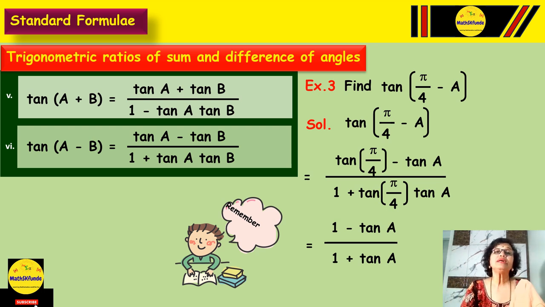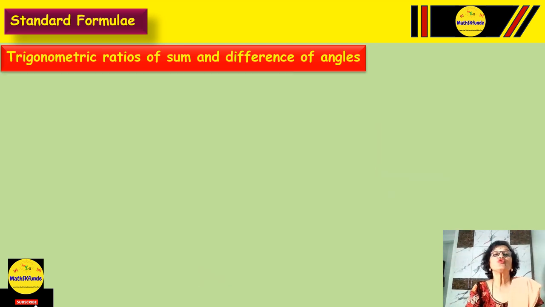Now this was about sin a plus b, sin a minus b, cos a plus b, cos a minus b, tan a plus b, tan a minus b. I mean, two angles were included, a and b. Now I go for sum and differences of three angles and trigonometric ratios of them.